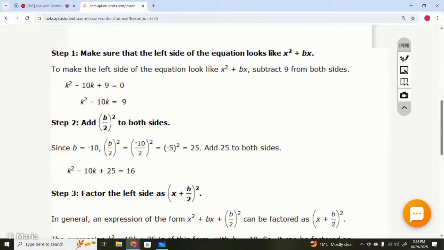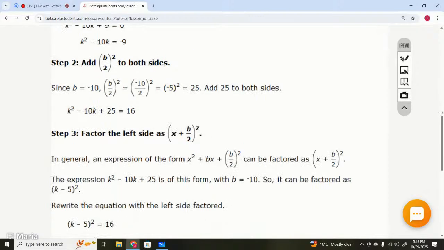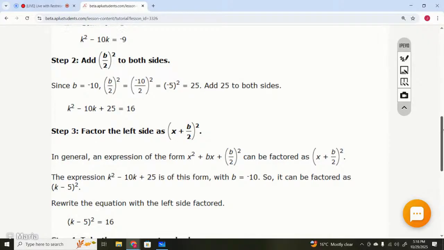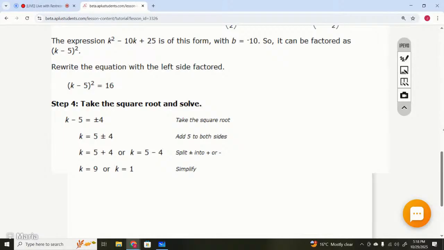Add b by 2 square. b is negative 10, so you need to add negative 5 square. So k square minus 10k plus 25 equals 16. It would be k minus 5 whole square equals 16. So k equals 9 or k equals 1.